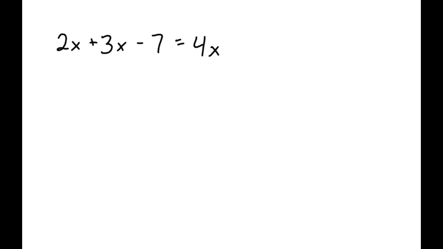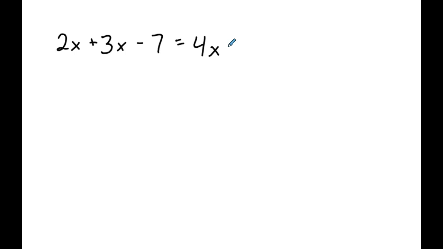The third example, we have 2x plus 3x minus 7 equal to 4x. In this problem, we have to use the third vocabulary term we talked about, like terms. Like terms are terms that have the same variable raised to the same exponent. So we see we have an x to the first, an x to the first, and an x to the first. So all of those terms, 2x, 3x, and 4x, those are like terms. So if we're going to go through and isolate our variable by itself, we have to combine those terms together.